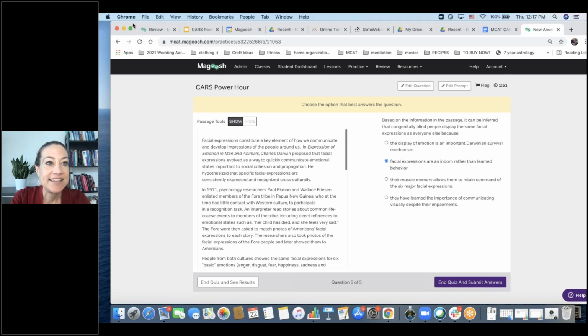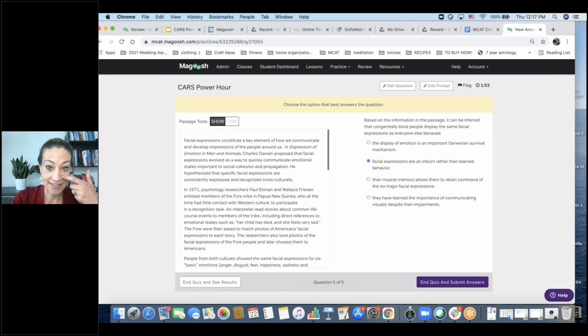And these are similar, right? Both of them are talking about this idea that there's some sort of inborn component, nature over nurture, you might say, about the way that humans spontaneously express emotions. So facial expressions are an inborn rather than learned behavior. Why is that the better answer choice than the display of emotion is an important Darwinian survival mechanism? This one's a little bit tricky.